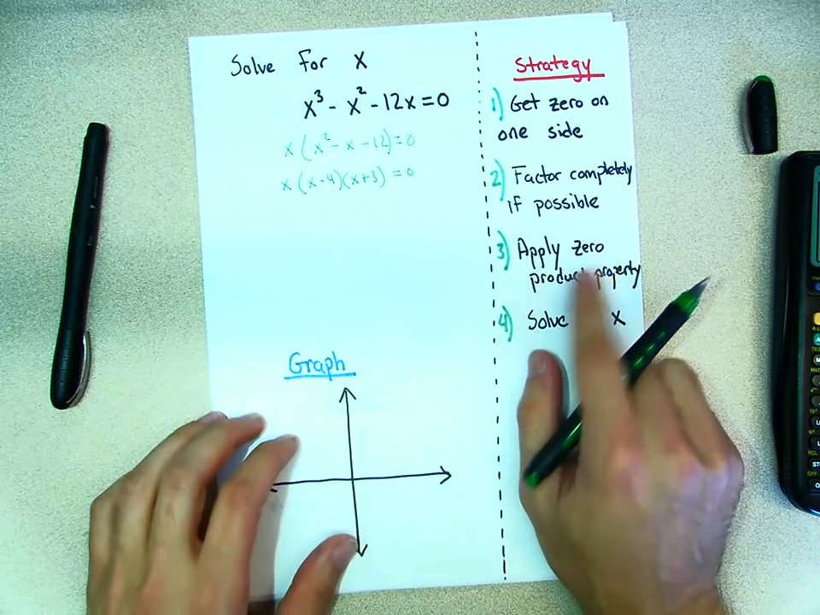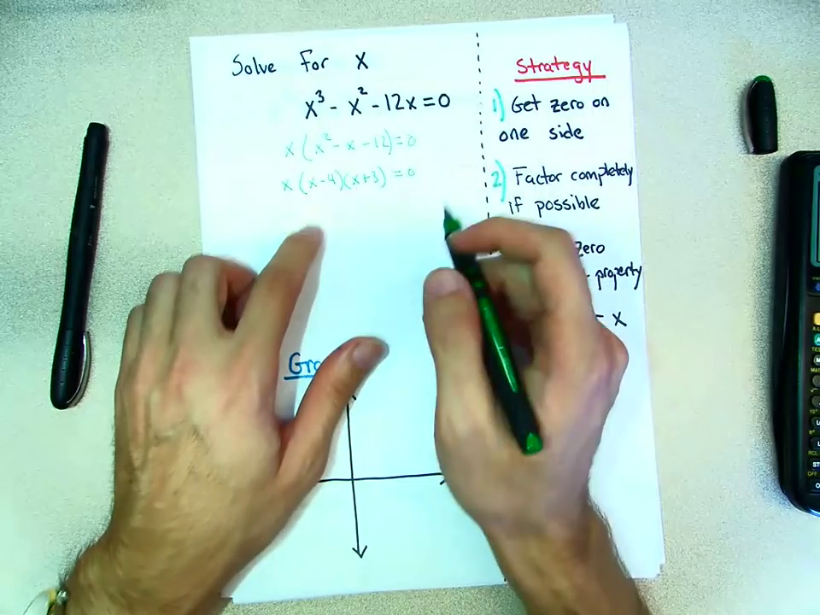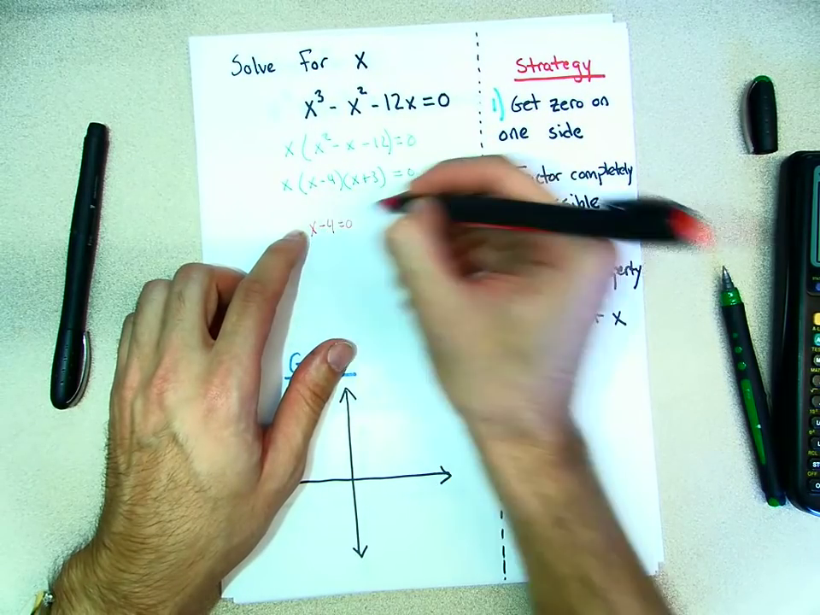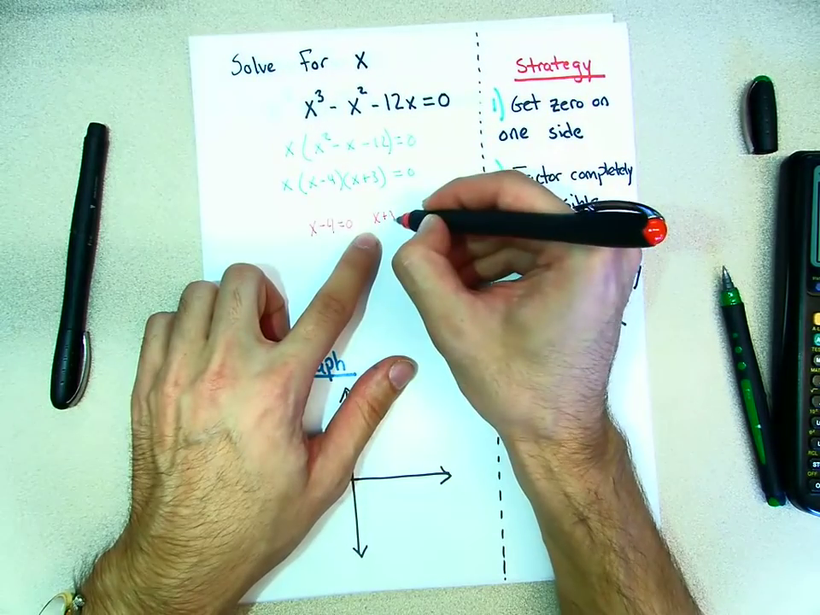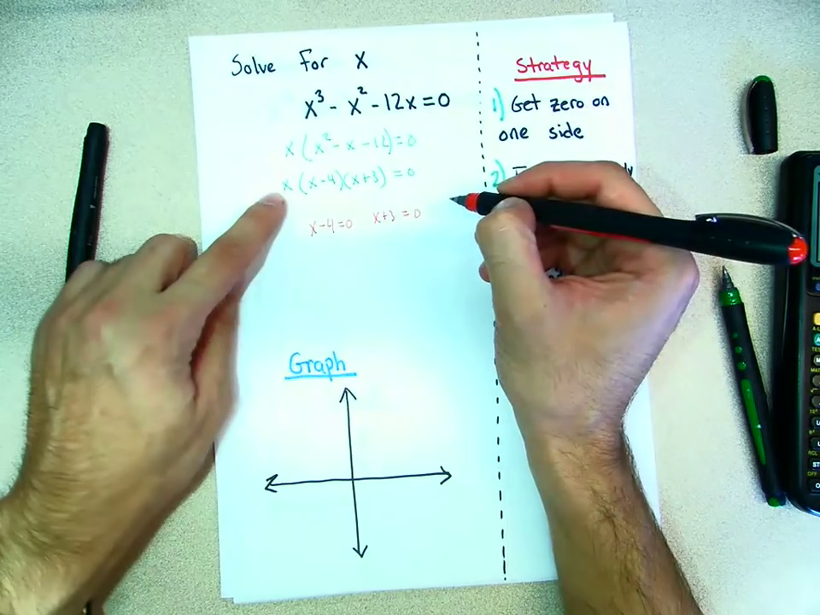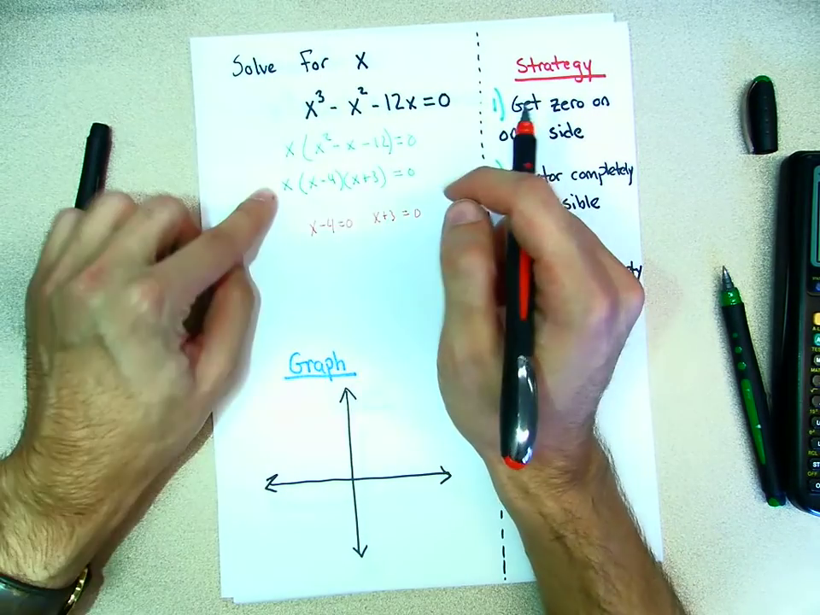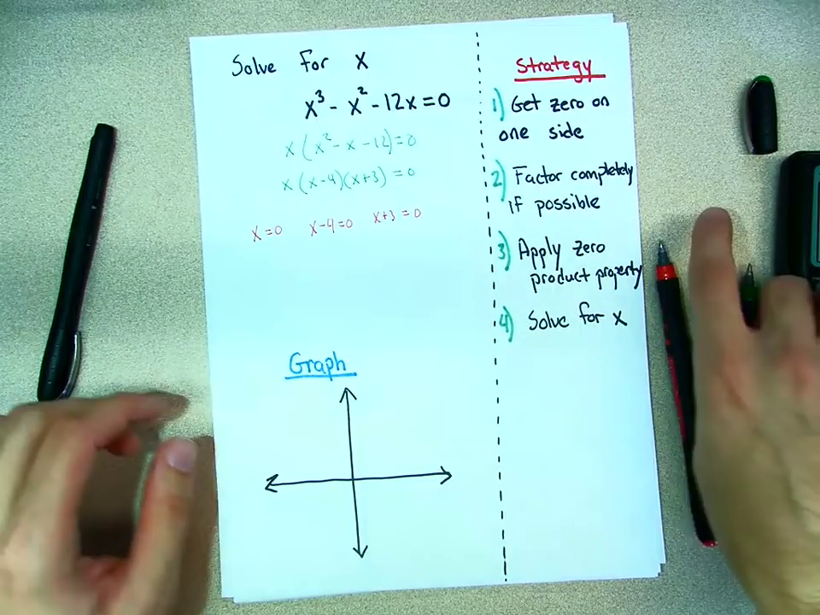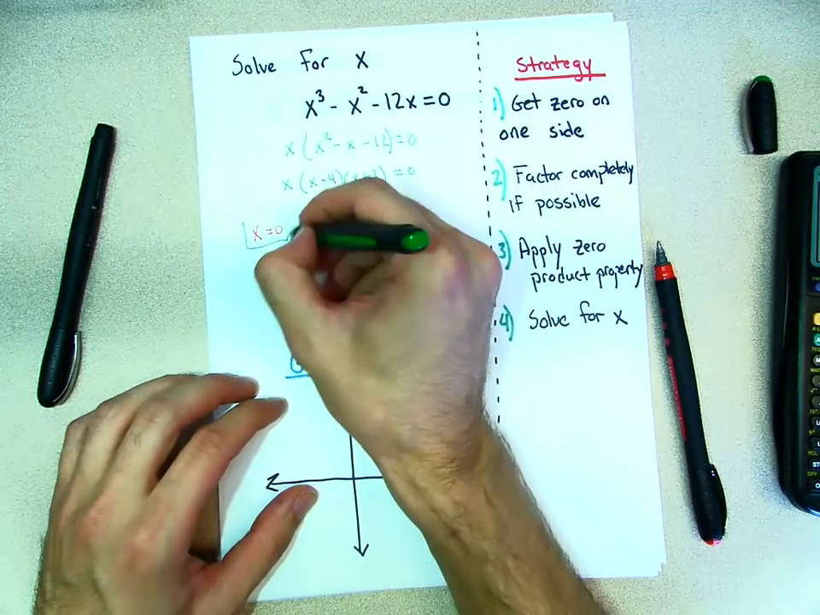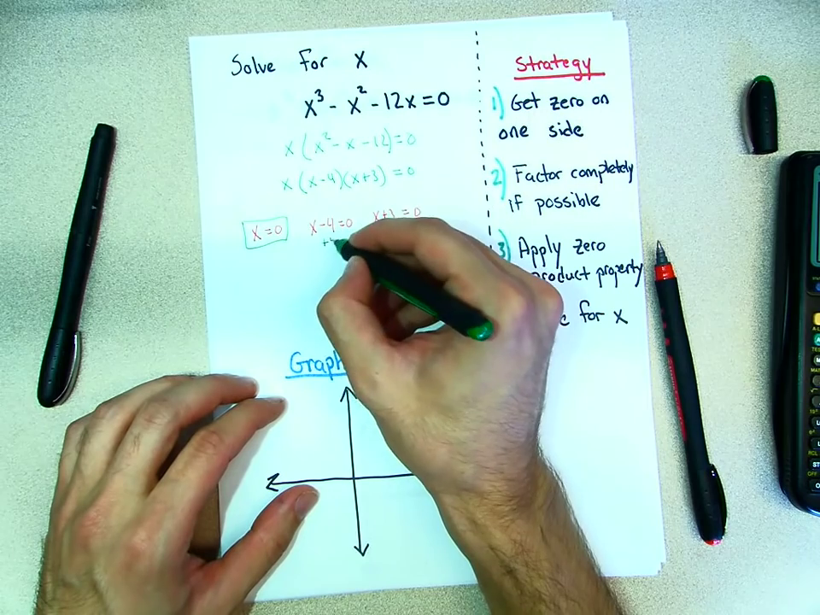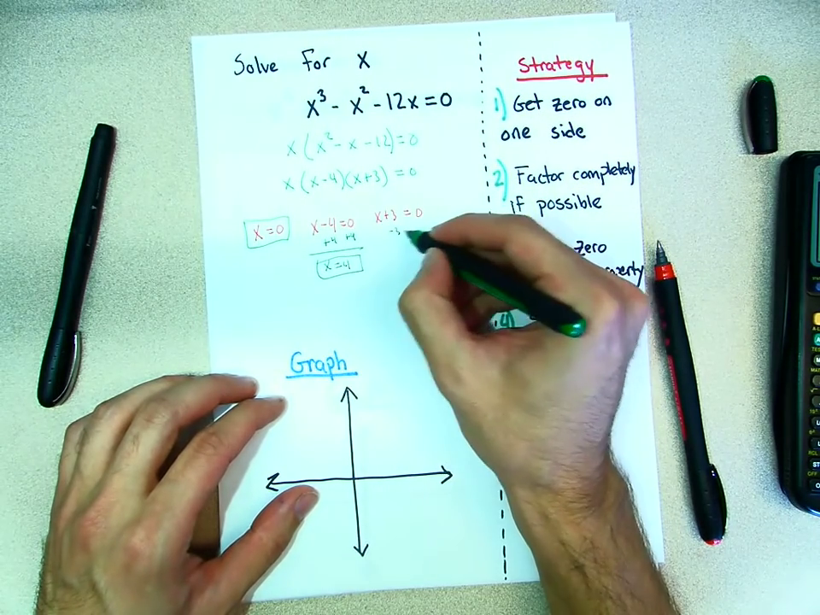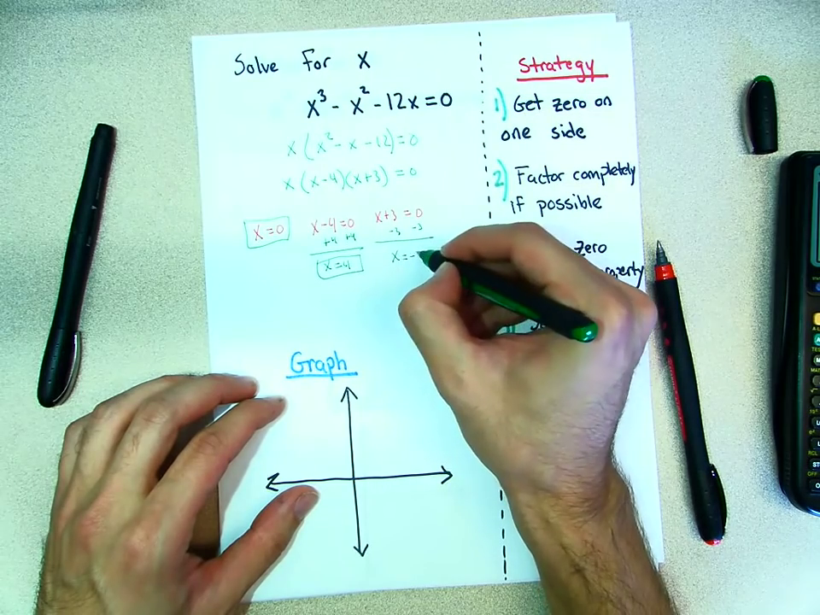Now we have to apply the zero product property. So we're going to say that x minus 4 equals 0. We're going to say x plus 3 equals 0. And we're also going to say, don't forget this guy, the original thing you factored out, x is equal to 0. So here, if we solve for it, x is equal to 0, that's one of them. What's the other one? Plus 4, x equals 4. This is minus 3, x equals minus 3.